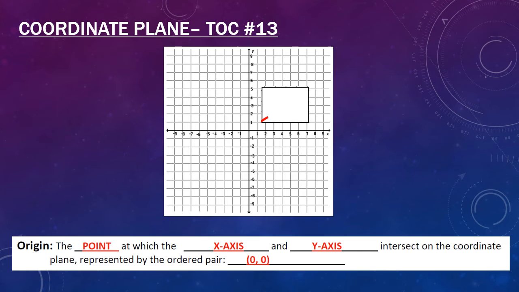On your grid up above, or on the coordinate plane up above, I want you to go ahead and draw an arrow and put a dot. That is your origin right there in the middle where those lines cross. And then I want you to label it as the origin and put the ordered pair so you don't forget. That is the origin, and the ordered pair is 0, 0.